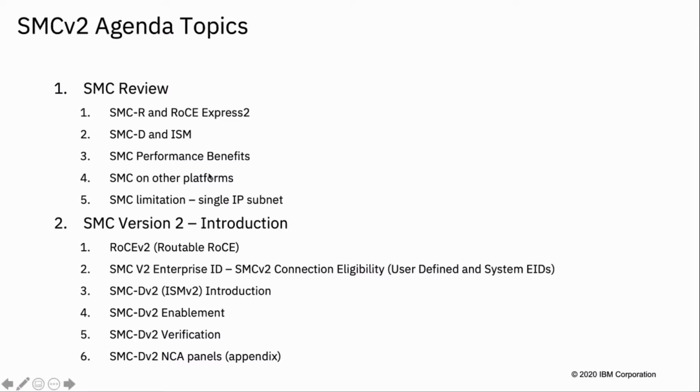So we'll go through that review, and then we'll talk about version 2 and what it's about, and how IBM's delivering this solution, and what it takes for you to enable it, some things to think about, how do you verify the enablement. We'll also talk about the possibility of configuring it using your TCP profile or, of course, NCA. So that's kind of what we're looking at.